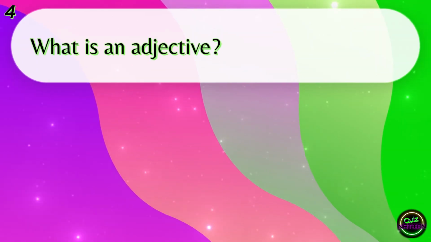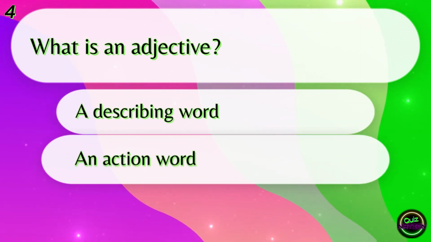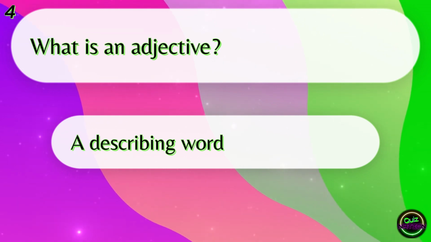What is an adjective? A describing word. An action word. A person, place, or thing. A describing word.